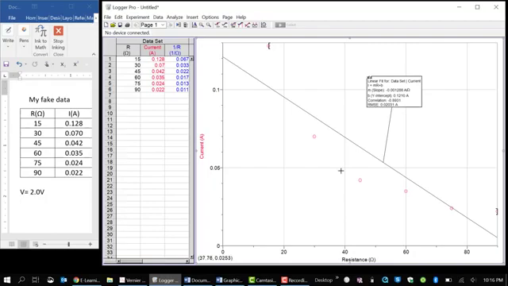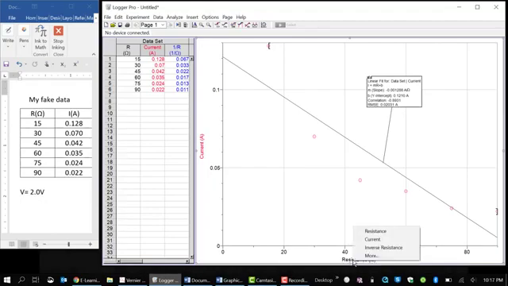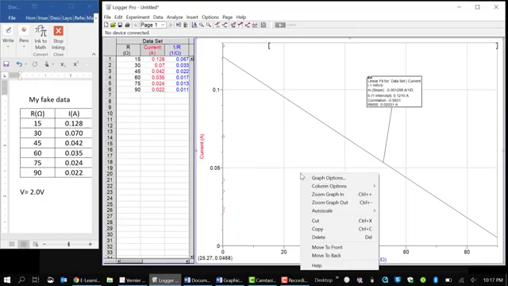Now I need to go over to my graph, go down to the resistance at the bottom, and left click on it. I'm going to choose inverse resistance instead of resistance. Then I'm going to right click and auto scale from 0, because you can see all the data points are over here, since I went from really big numbers to really small numbers. So I'm going to right click and auto scale from 0 again.